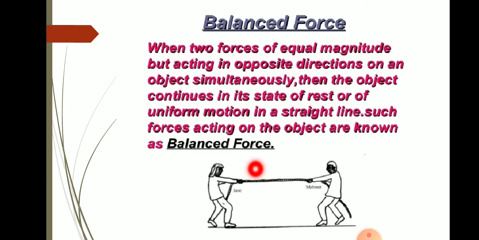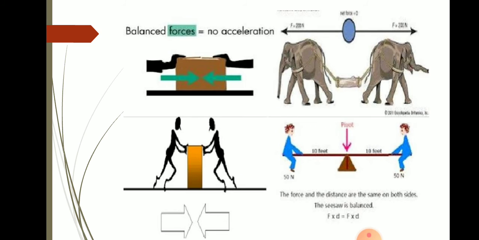You can see here a girl and a boy pulling a rope where both forces are equal, so there is no movement, it is at rest. So here we call it balanced force. Where there is balanced force, there is no acceleration. The body at rest remains at rest, and the body in uniform motion continues with uniform velocity. It is not going to change its velocity, so there is no acceleration.